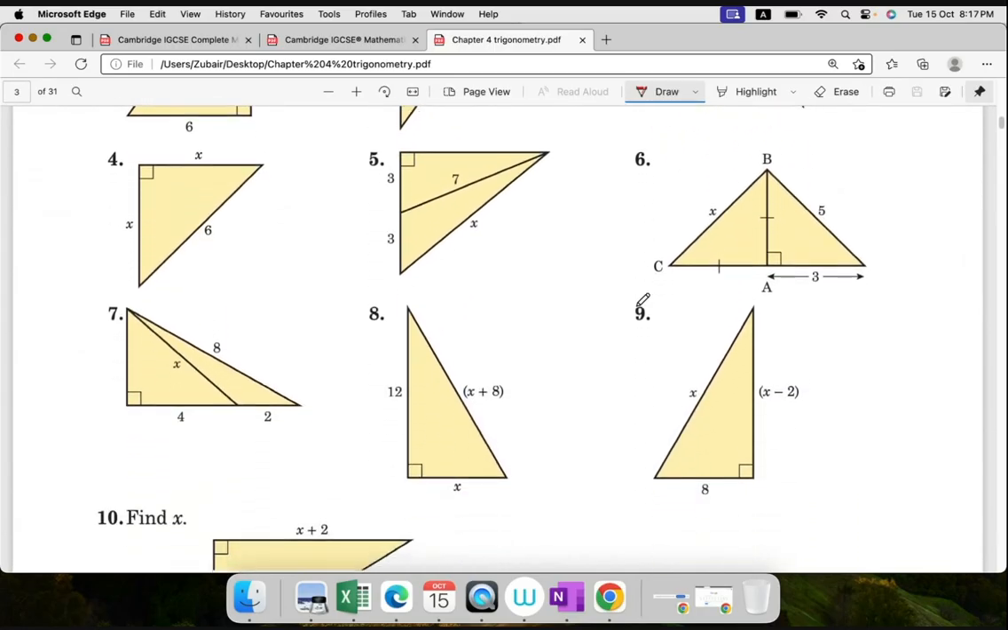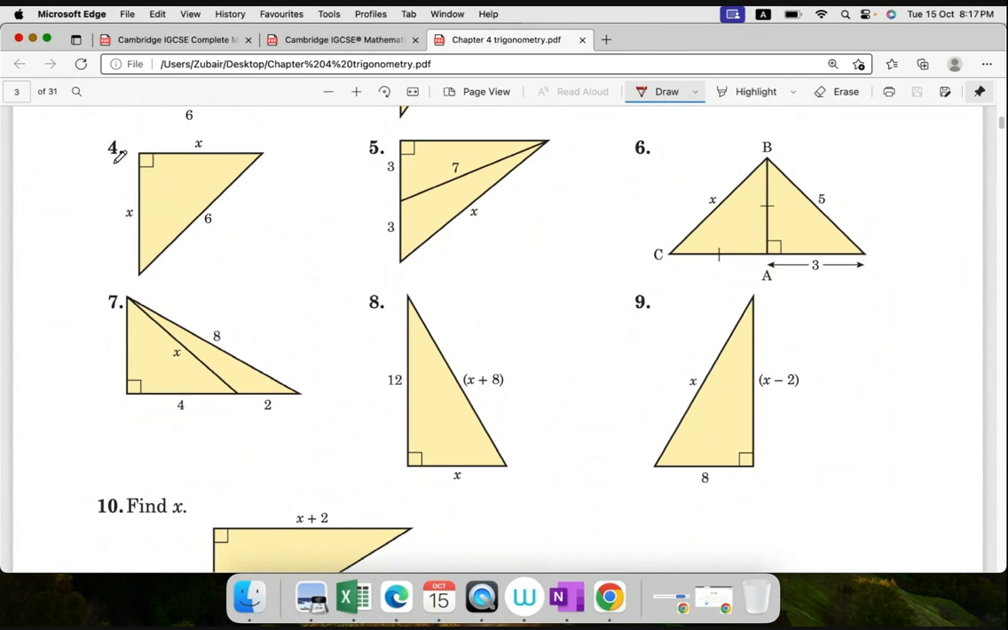There are two missing sides. So how will you handle this side? Question 4. Hypotenuse squared is equal to x squared plus x squared. Very good. So that's 36 is equal to 2x squared. 36 divided by 2 is 18. And x is equal to square root 18. And we are also dealing with surds. So this could be written as 3 square root 2. Your calculator should give this answer. If not, there are other ways that we can write it in surd form.